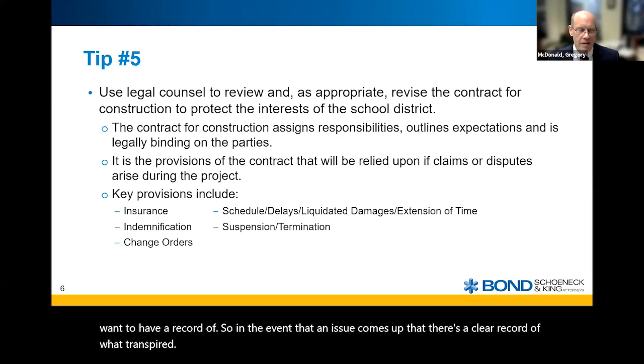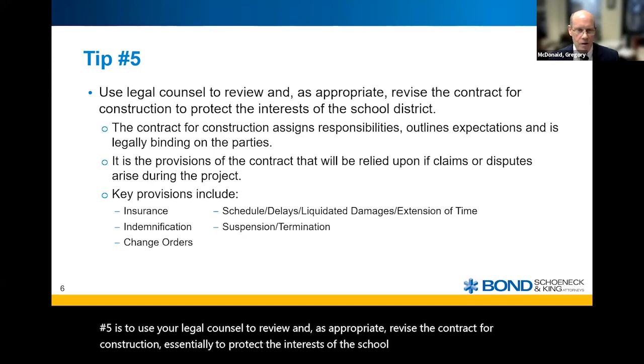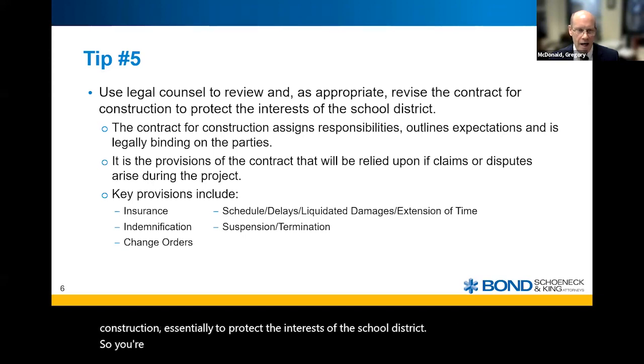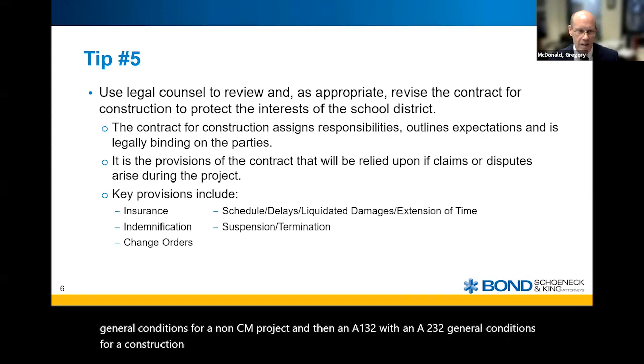Number 5 is to use your legal counsel to review and, as appropriate, revise the contract for construction, essentially to protect the interests of the school district. With regard to the AIA contracts, you're going to have an A101 with an A201 general conditions for a non-CM project, and then an A132 with an A232 general conditions for a construction manager project. And those work in conjunction.